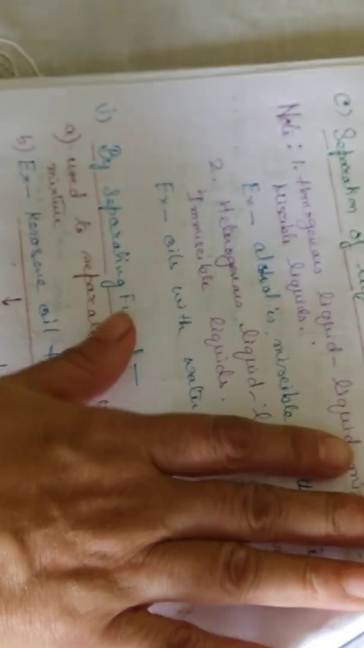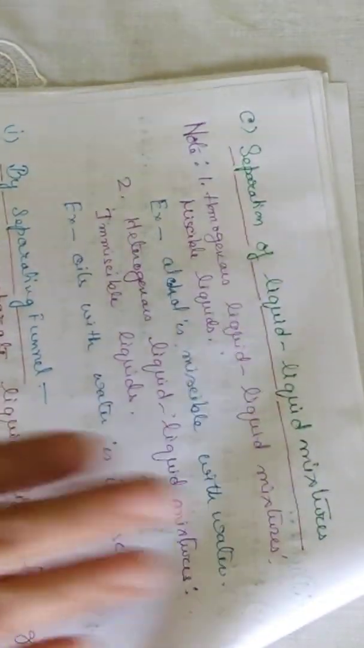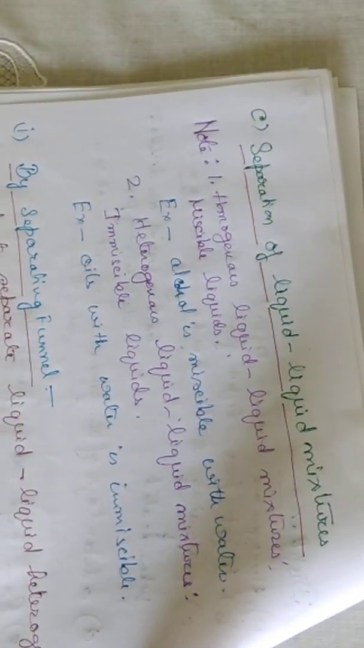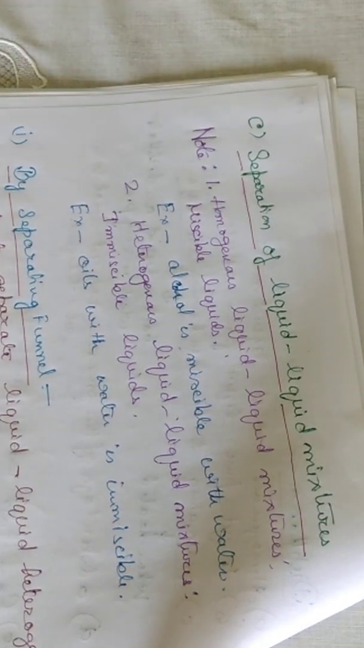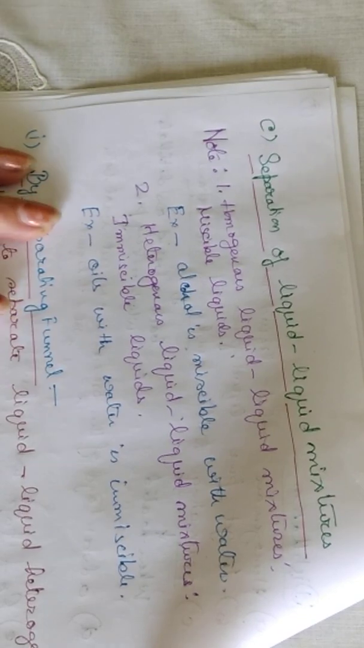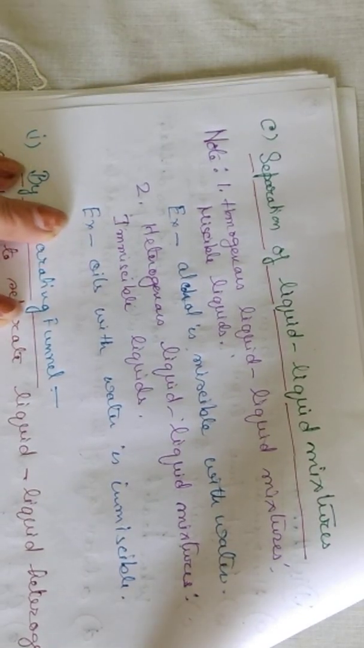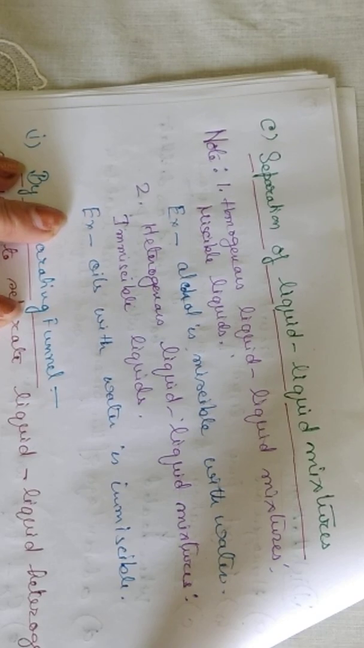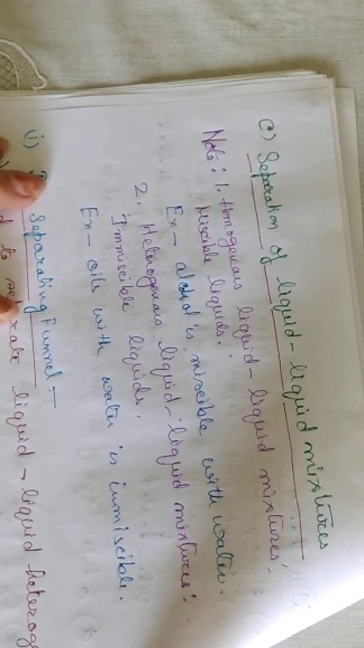Next we come to the separation of liquid-liquid mixtures. There is a homogeneous liquid-liquid mixture which is miscible, we can say miscible liquids, for example, alcohol is miscible with water. Or a heterogeneous mixture can also be there, where immiscible liquids are present, like oil with water. That is, immiscible liquids.